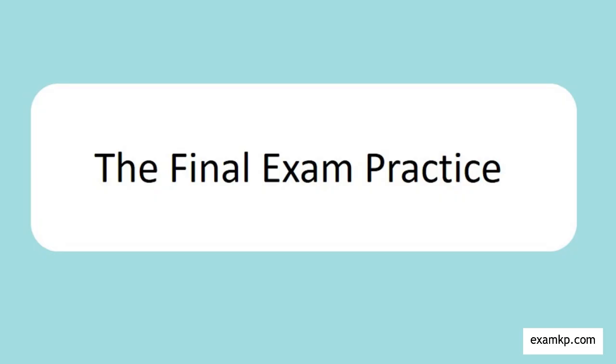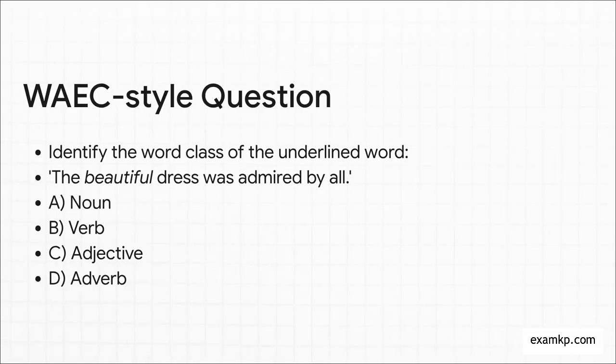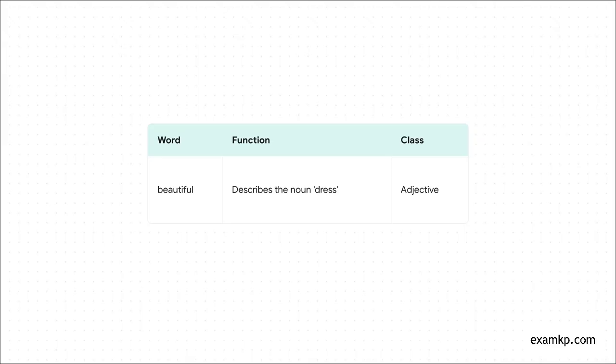So section 4, the final exam practice. You've got the theory down. So now let's apply it to some real exam style questions. You ready for this? Here's a classic WAEC style question for you. The sentence is, the beautiful dress was admired by all. The underlined word is beautiful. So what's its word class? Go ahead. Take a second to think about it.